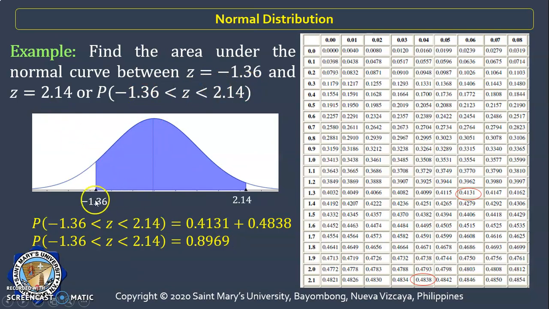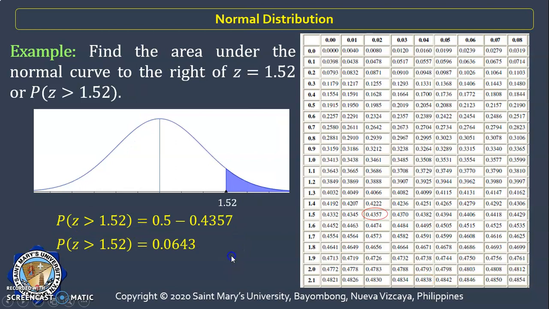How about the area between negative 1.36 and 2.14? So negative 1.36 is located at the left side of 0 and 2.14 is on the right side. We know that from 0 to 1.36, the area is 0.4131 and the area from 0 to 2.14 is 0.4838. So we just add those. So 0.4131 plus 0.4838 is equal to 0.8969. So this is the area between z equals negative 1.36 and z equals 2.14.